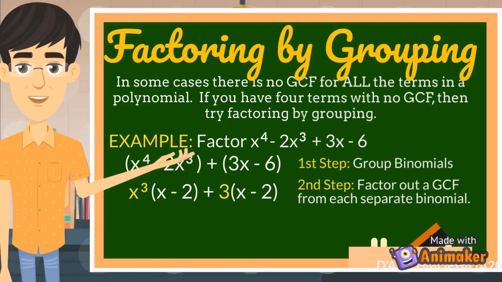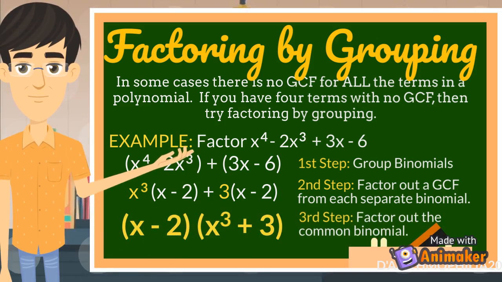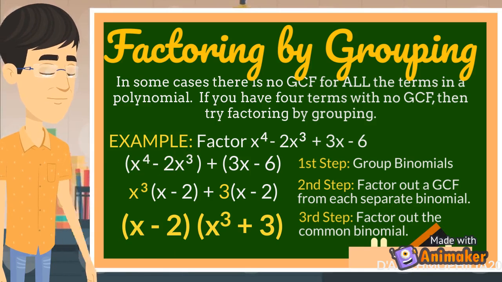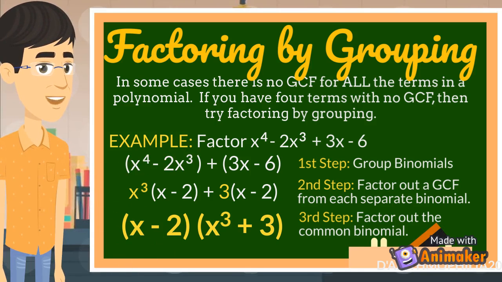In the last step, we will factor out the common binomial. Therefore, we now have quantity of x minus 2 times the quantity of x cubed plus 3. I do hope that you have familiarized yourselves with all the factoring techniques that we have discussed.